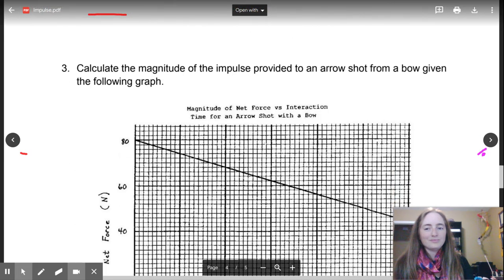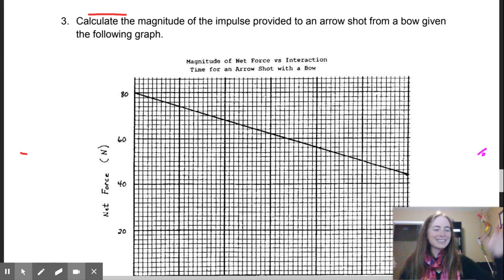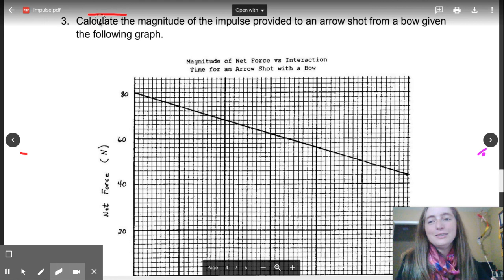Oh, look, a graph question. Yay, your favorite. We love graphs. Graphs are awesome. I love graphs.